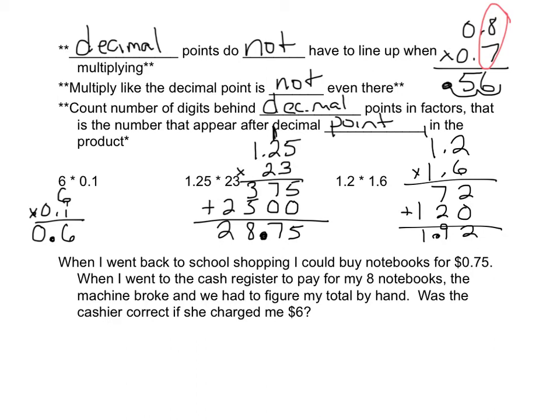Okay, so we have 75 cents and we're multiplying it by 8. 8 times 5 is 40. 8 times 7 is 56, plus 4 would be 60. We have 2 digits behind the decimal point, so it has to go in front of the 2 zeros. Throw a dollar sign, it would be $6, so yes, she would be correct in the fact that she charged me $6.